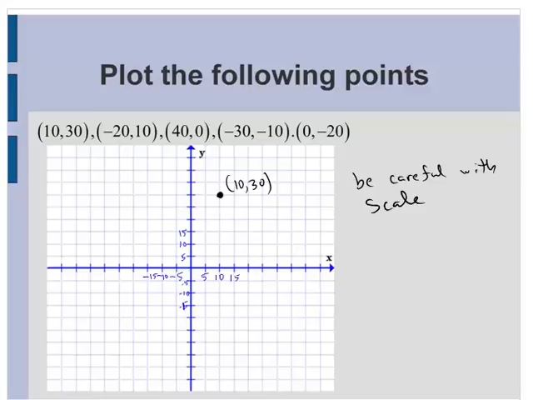Alright, so plot the remaining 4 points. (-20, 10) would be 4 marks left, 2 marks up. (40, 0) would be 8 marks right, no marks up or down. (-30, -10) would be 6 marks left, 2 marks down. And finally, (0, -20) would be 4 marks directly below the origin.